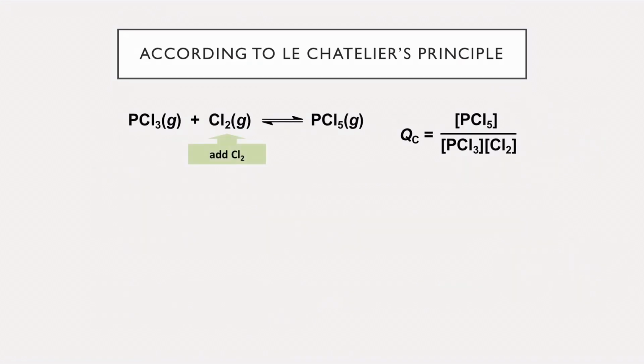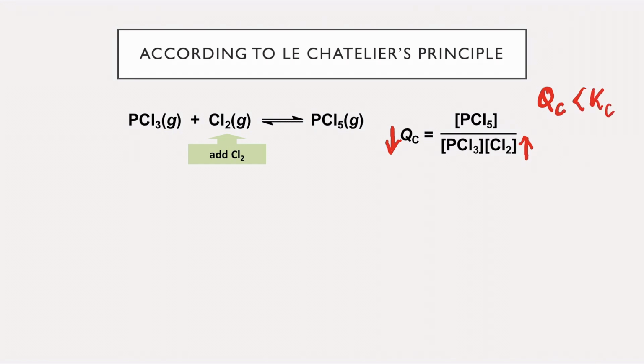Let's say we have this kind of reaction, right here, PCl3, Cl2, and then PCl5. When you add Cl2, what will happen to your reaction? That means your concentration of Cl2 will increase. When your concentration of Cl2 increases, that means your Qc, which was previously at equilibrium, will decrease. So that means your Qc will now be lesser than Kc.